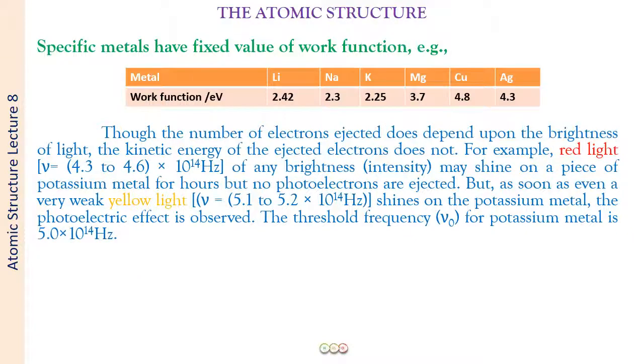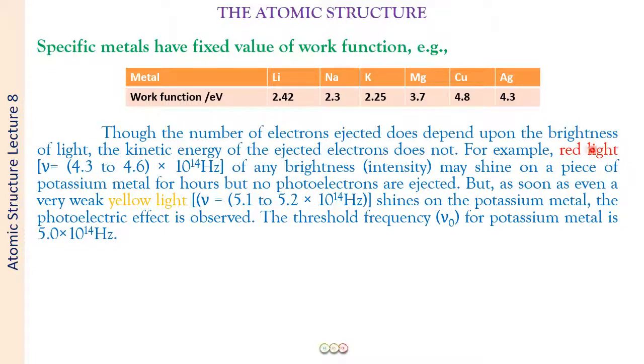So now let us sum up the whole of the photoelectric effect with the help of one example. We know that the number of electrons ejected does depend upon the intensity or the brightness of light, but the kinetic energy does not. So how can this be explained with an example? Well, we know that the threshold frequency for potassium metal is 5 into 10 power 14 hertz. Any frequency less than this will not cause the photoelectric effect, but any frequency greater than this value is going to cause the photoelectric effect.